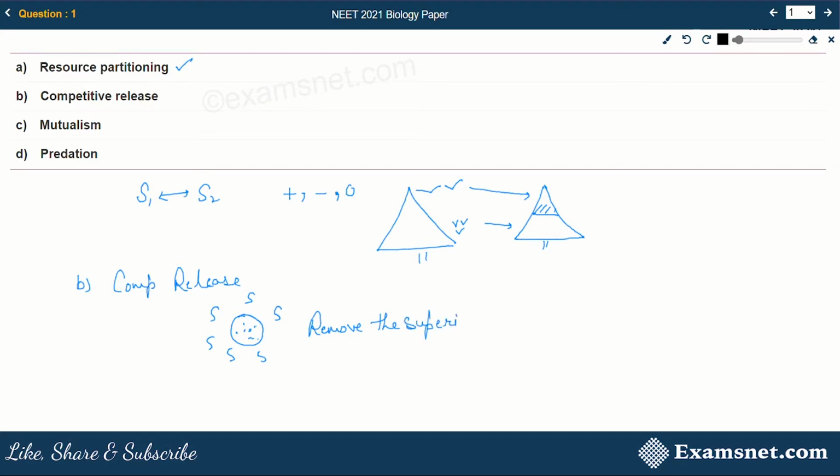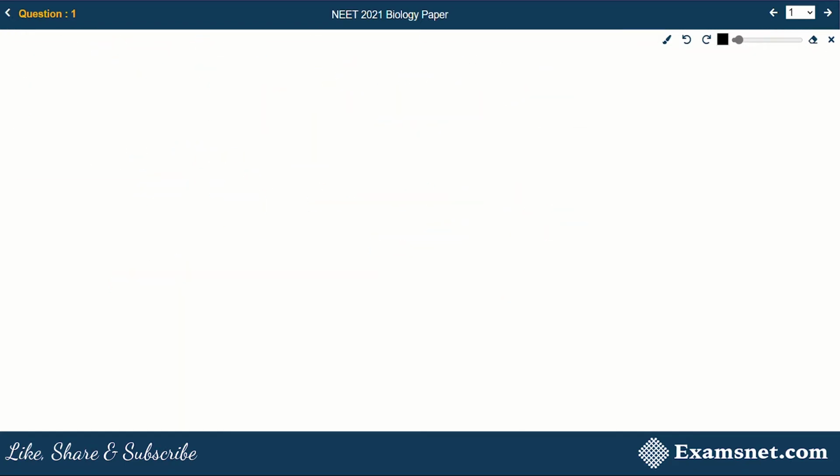Okay, so this is what happens in case of competitive release. These superior competitors are experimentally removed and therefore the competitively inferior ones get released from the small areas they were confined into. Okay, now let's come to the third option. So the third option is mutualism.